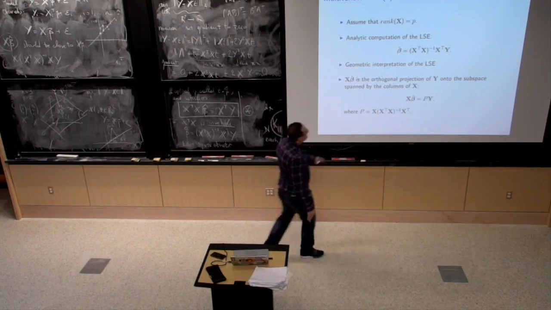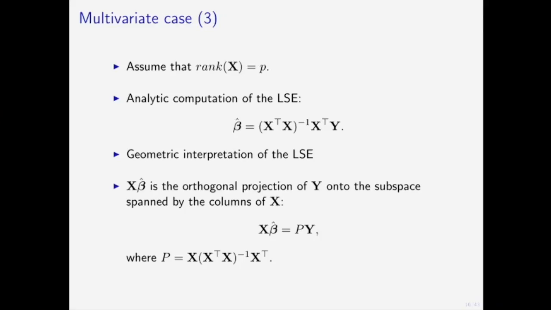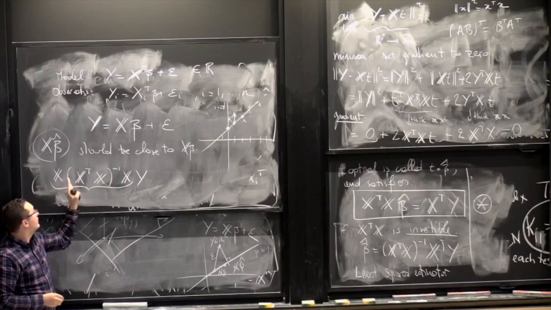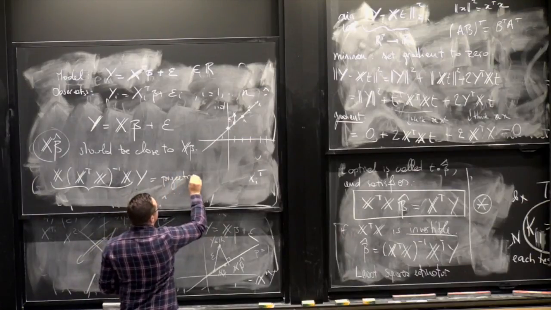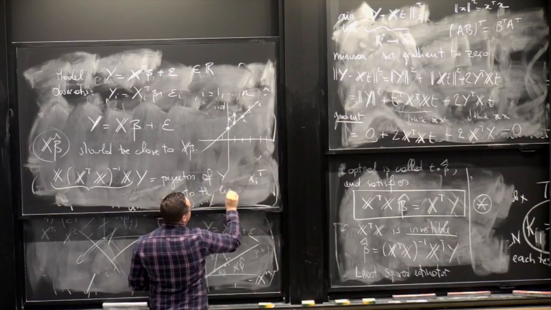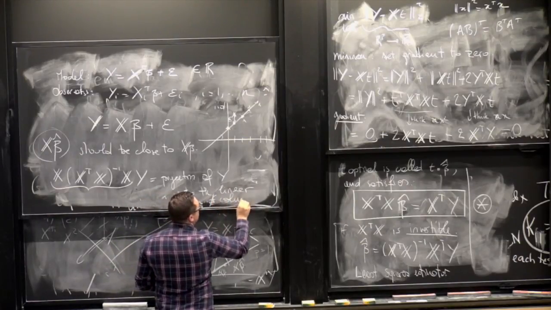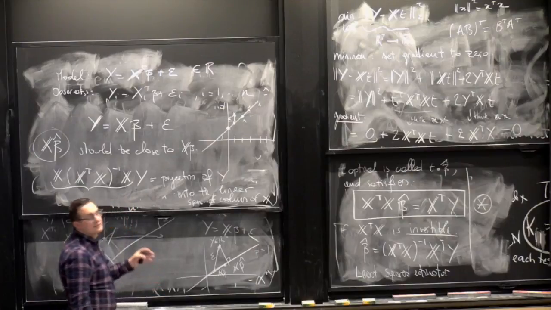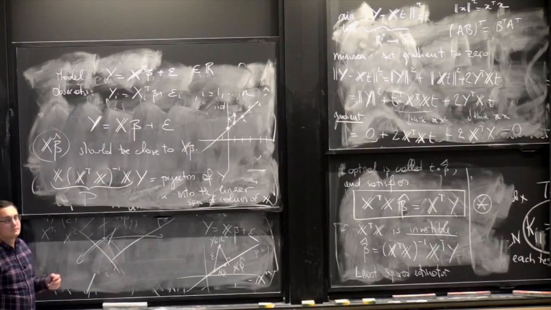And so here, from this picture, I implicitly claim that forming this operator that takes y and maps it into this vector, x times x transpose x inverse x transpose y, should actually be equal to the projection of y onto the linear span of the columns of x. That's what I just drew for you. And what it means is that this matrix must be the projection matrix.